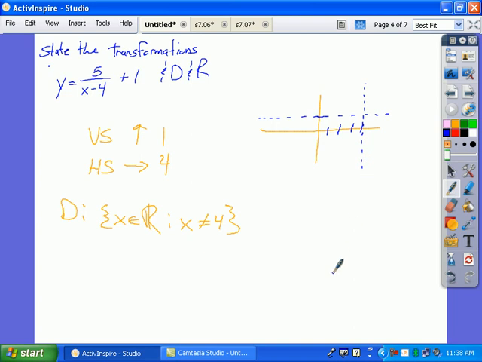So you can see where the vertical asymptote is, that's where the domain is not. And the same is going to be true for the range, except we're going to look at the other asymptote. So y is a real number such that y does not equal, and where the horizontal asymptote is, there the range is not. So y cannot equal 1.